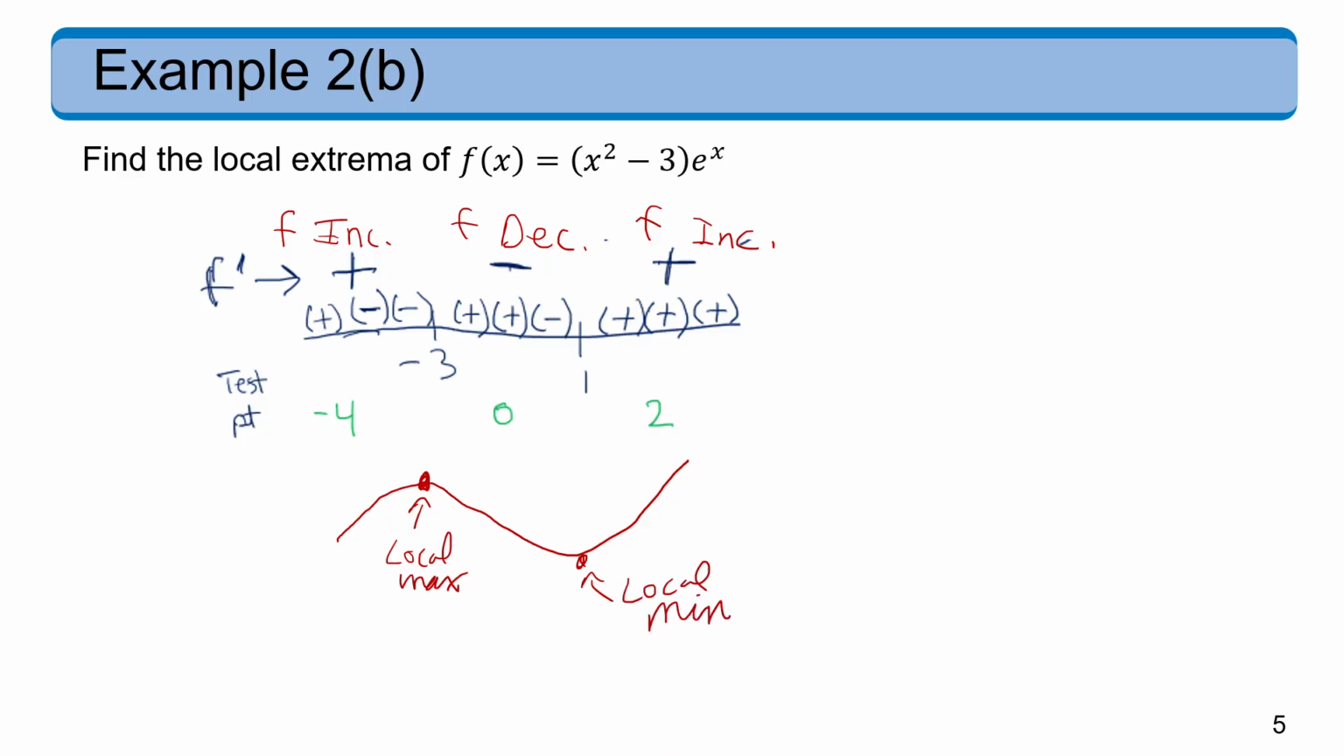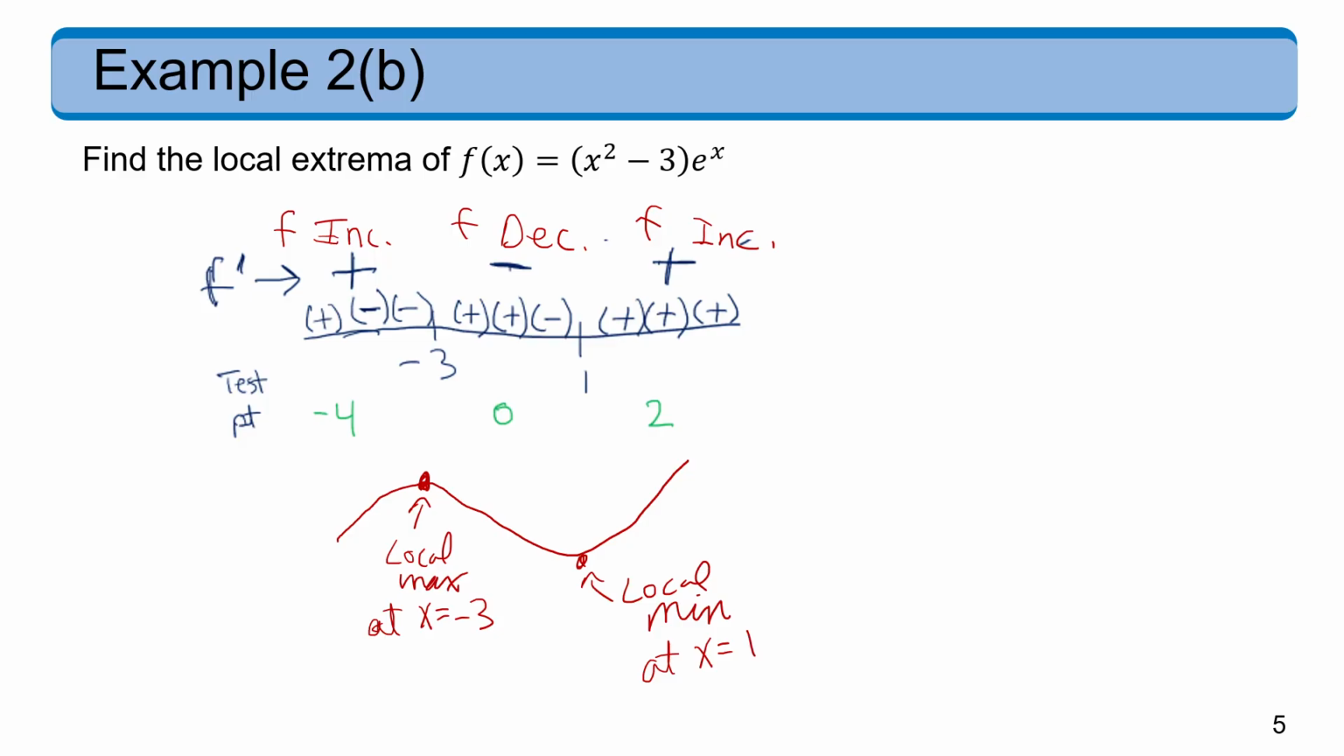And another thing we know is that the local max occurs at x-coordinate -3, right? Because it was at this x-coordinate that the graph switched from increasing to decreasing. And when you switch from increasing to decreasing, that creates a local max. And then the local min, it switched from decreasing to increasing at x-coordinate 1. That's what creates a local min. So at x-coordinate 1 is where our local min is.